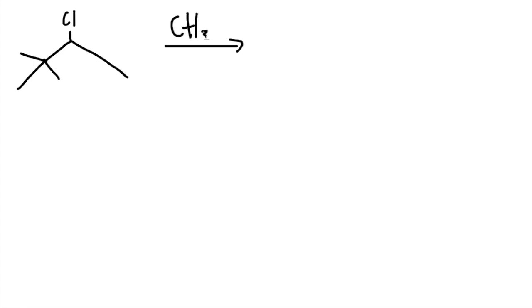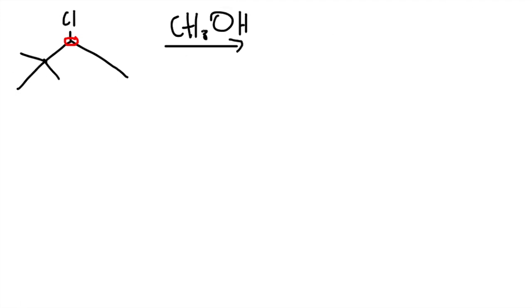Alright, let's do another problem here. We have the structure over here like this, and we have chlorine reacting with, let's say, methanol, CH3OH. From here, we see that this carbon is a secondary carbon. We know this is SN1 because the reagent is a polar protic solvent. So that gives us an SN1 reaction, okay?